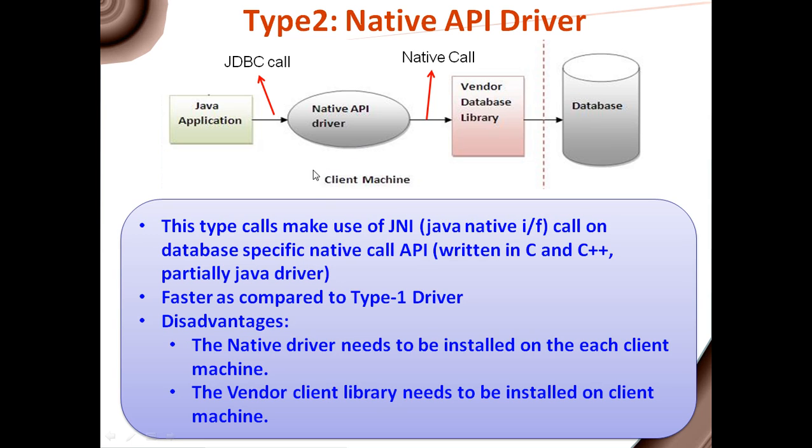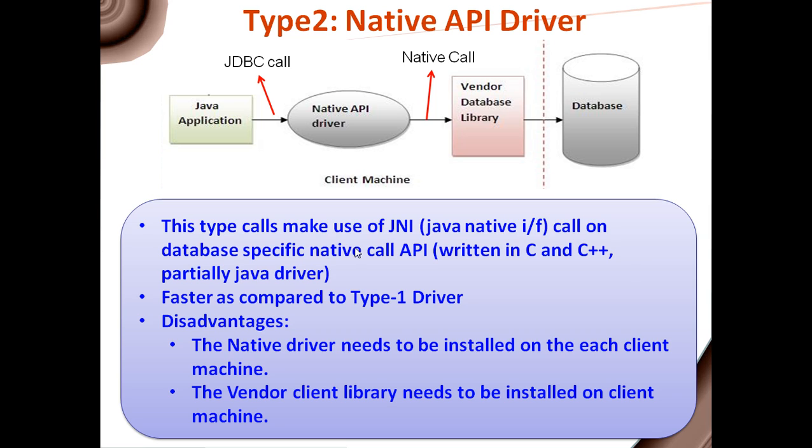This used to make use of the Java Native Interface, and those native calls were basically written in C and C++, so it was partially a Java driver, not completely a Java driver. It was obviously faster compared to the type 1 driver, because ODBC is no longer part of it, but it was depending on the specific native call.